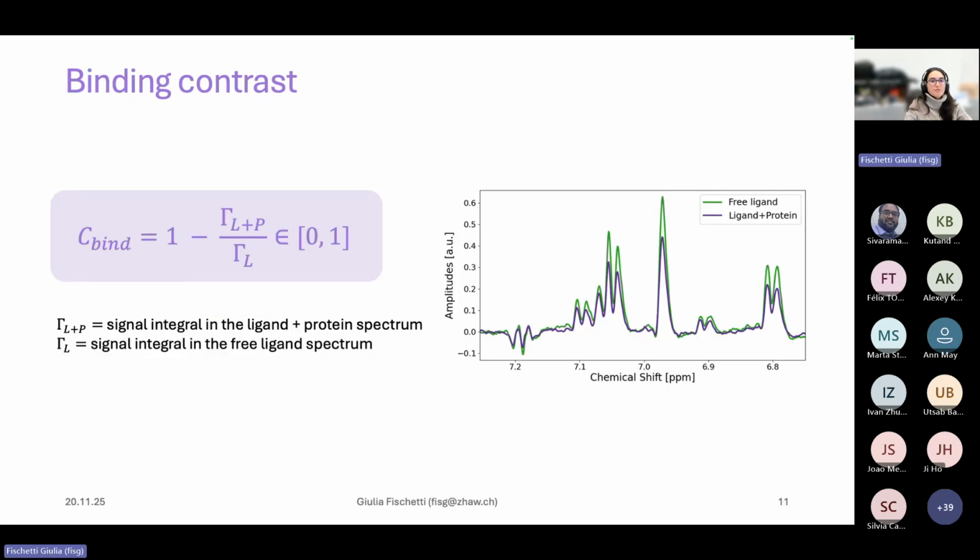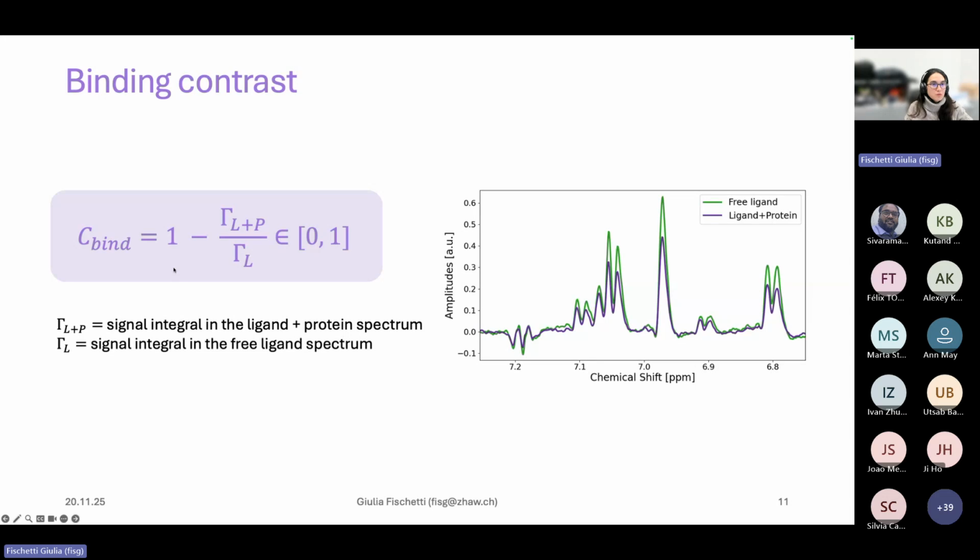So once we have characterized the hyperpolarized signals, and we have assigned the hyperpolarized signals both in the free ligand spectra and in the ligand in the presence of a protein, we can finally compare the amplitudes of the signals, and we can assess if there was a reduction, and therefore if there was some interaction between the ligand and the protein.